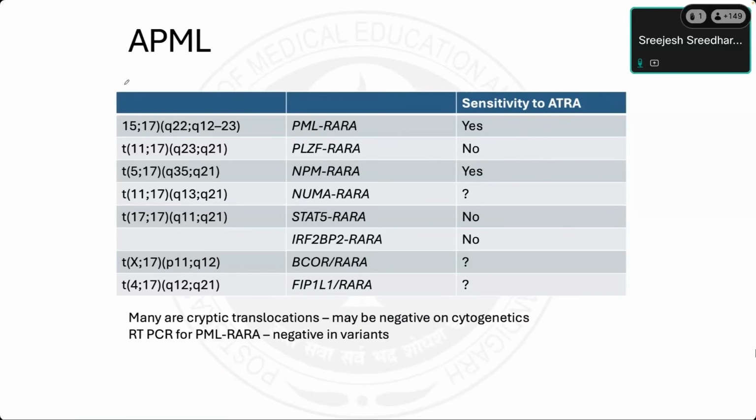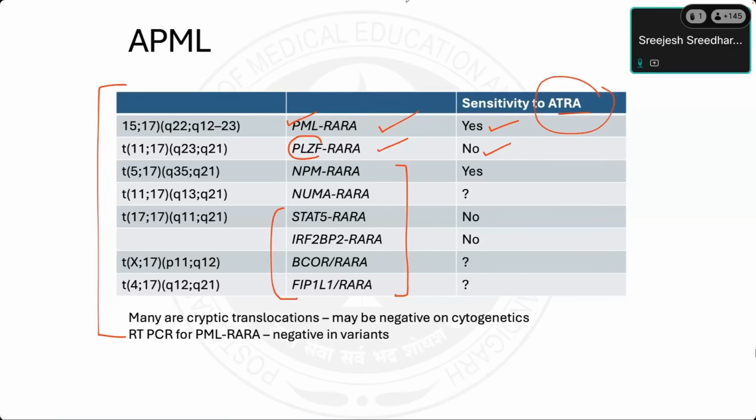I have just summarized only a few partners. There are so many other partners, at least 25 to 30 for RARA. The commonest one, at 95 to 97%, is PML-RARA. The next most frequent is PLZF-RARA. There are other partners like NPM and STAT5. It is very important to identify the partner, because PML-RARA responds very well to ATRA, but PLZF-RARA has no response to ATRA. We have to give chemotherapy. So identification of the partner is very, very important to decide the therapy.